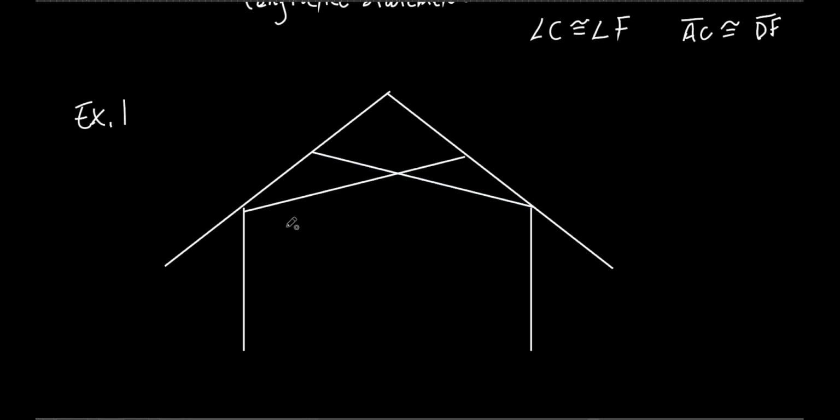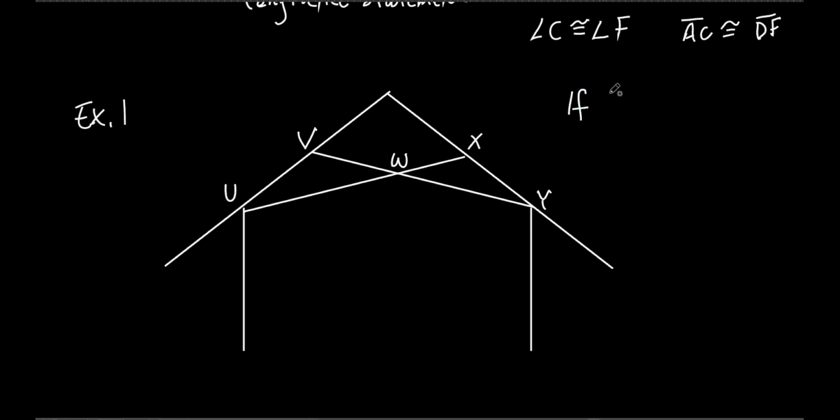All right, let's put some letters in here. So this point right here is U. This is V. This is W. They don't put anything on the top. This is X, and this is Y. Okay? Now, here's what they tell you.